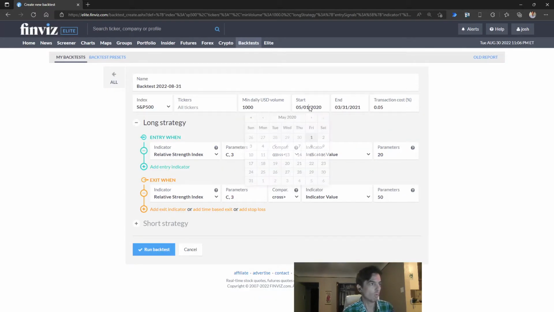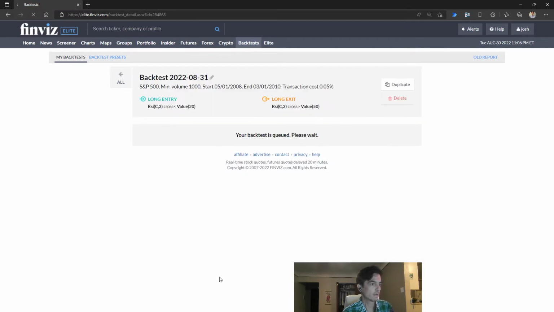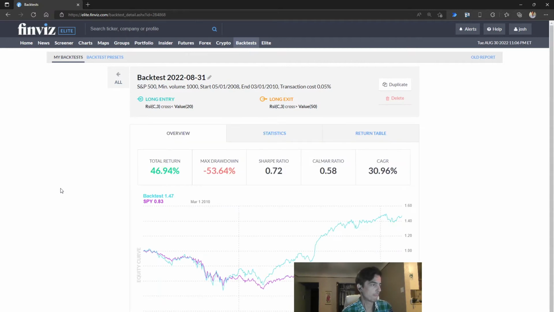Like, let's go back, because we want to know how much worse it did, right? Go to 2008, 2010, and then we run it. We got 46% return. The backtest still did well. Here's on the downswing, right? And then on the upswing, it did much better. On the downswing, it stayed roughly even. It had some worse days.